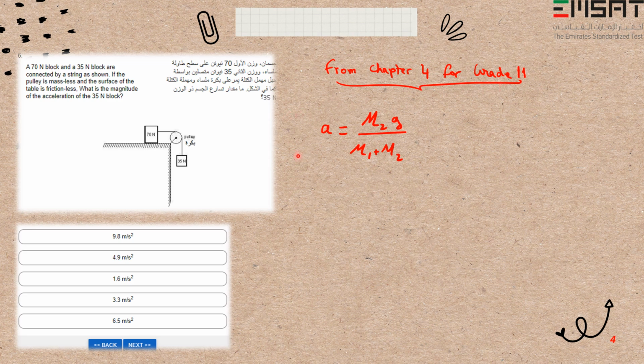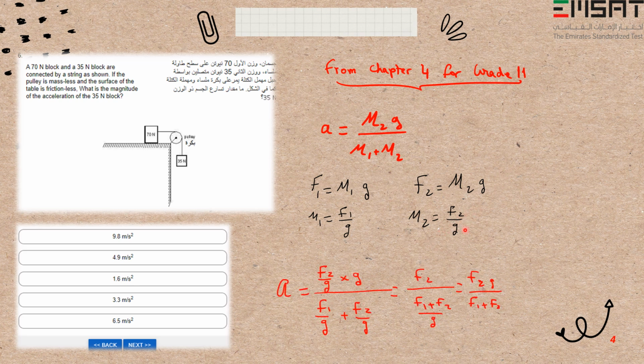There is one equation that describes this case, where a, the acceleration, is equal to m2g divided by m1 plus m2. But there is a small problem here. The masses are not given. Instead, they mention the forces. So we need to do a small conversion of the units. As you know, force is equal to mass multiplied by gravity. So to calculate the mass, mass is equal to the force divided by gravity. So m1 is equal to f1 divided by g, and m2 is equal to f2 divided by g.